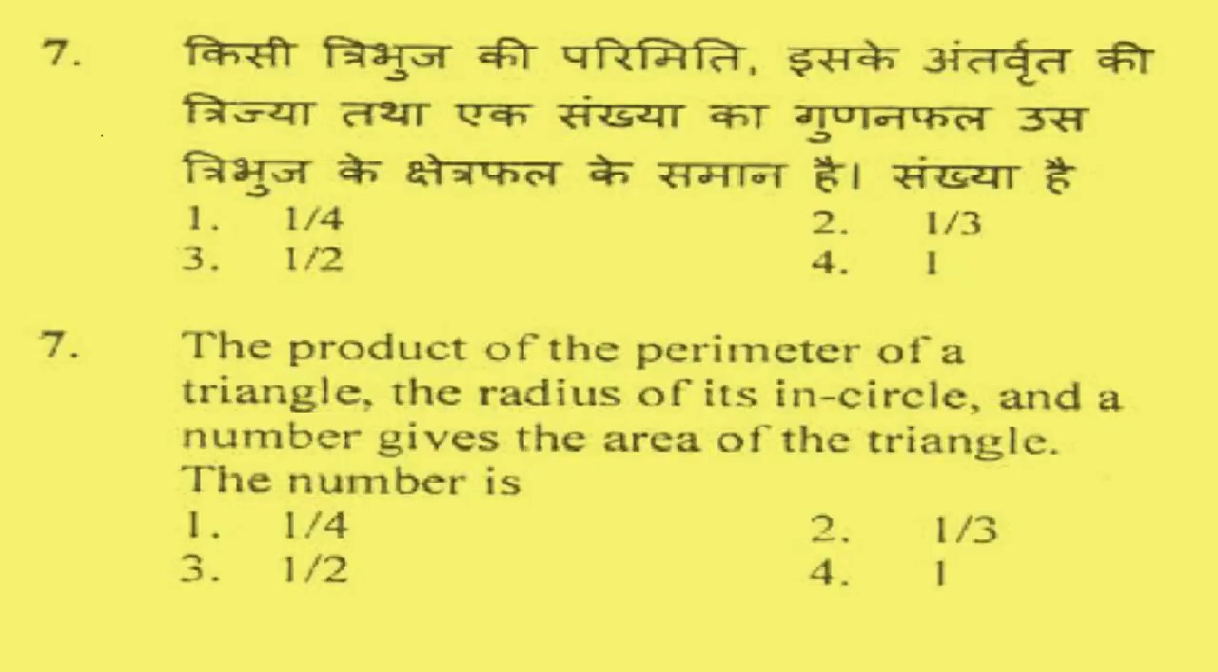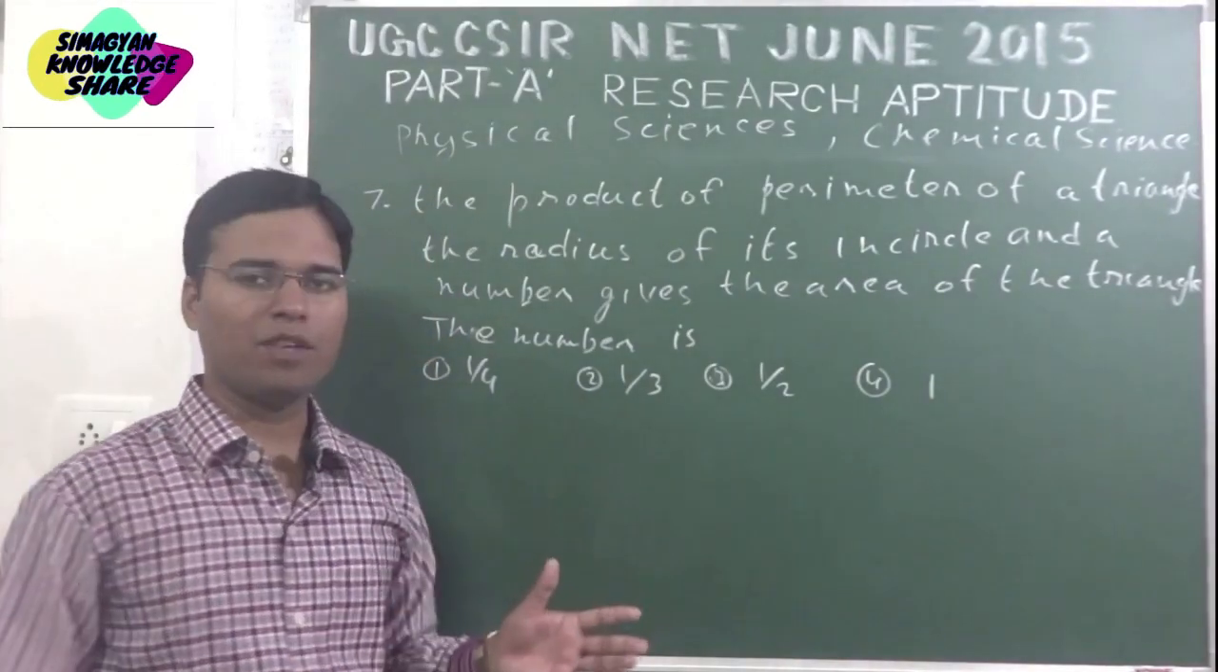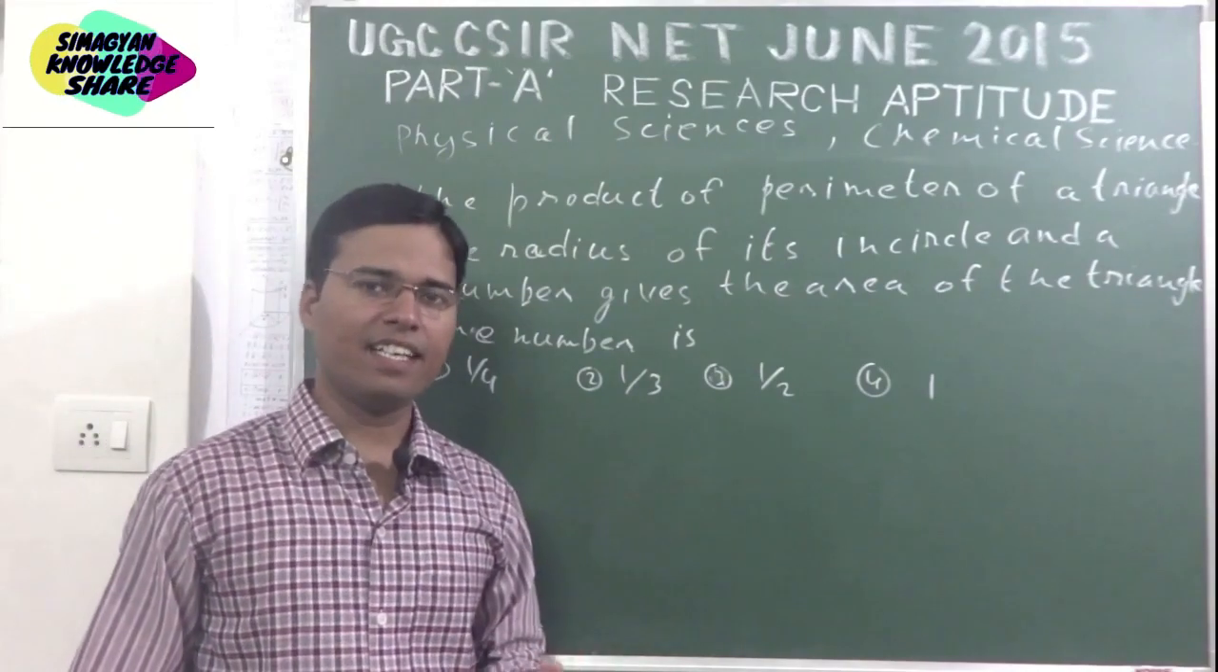The next problem is problem number 7. The product of the perimeter of a triangle, the radius of its incircle, and a number gives the area of the triangle. The number is: option 1 is 1 by 4, option 2 is 1 by 3, option 3 is half, option 4 is 1. Friends, the next problem is a tricky problem. It is based on a triangle.